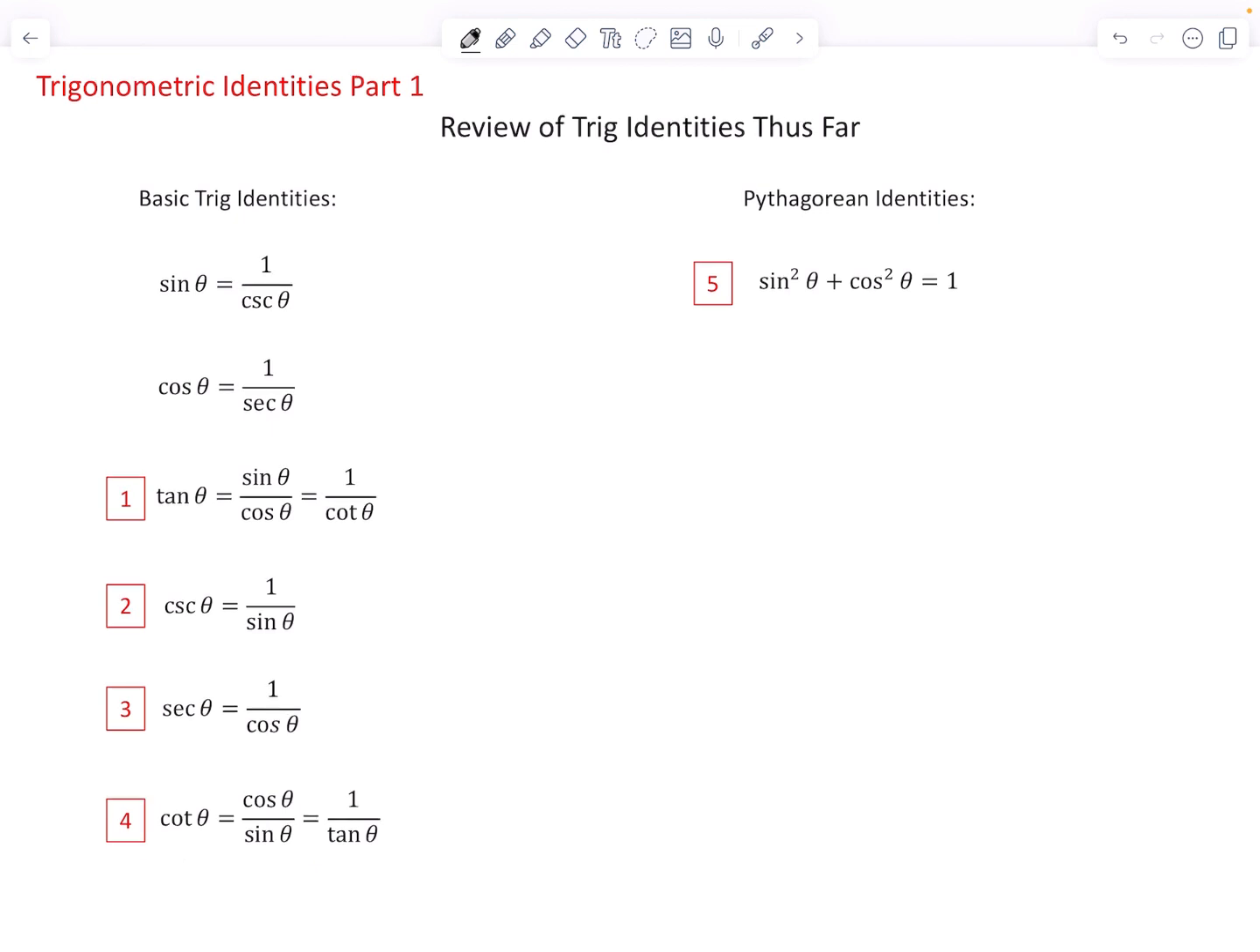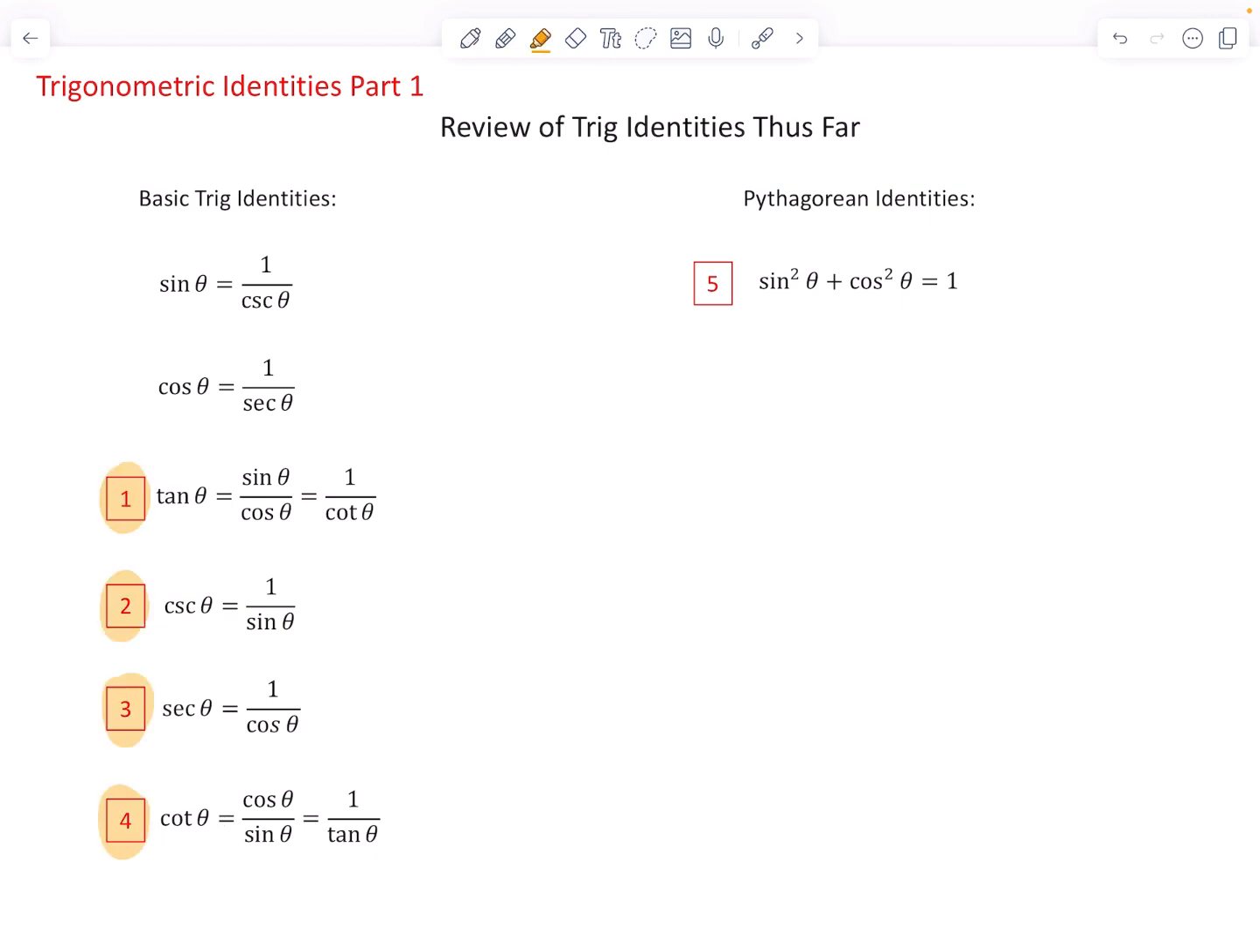Furthermore, since secant is the reciprocal of cosine, then we can say up here that cosine is the reciprocal of secant. Similarly, since cosecant is the reciprocal of sine, we can say that sine is the reciprocal of cosecant. And lastly, tangent and cotangent are reciprocals of each other. So tangent is equal to 1 over cotangent, and cotangent is equal to 1 over tangent of the same angle.